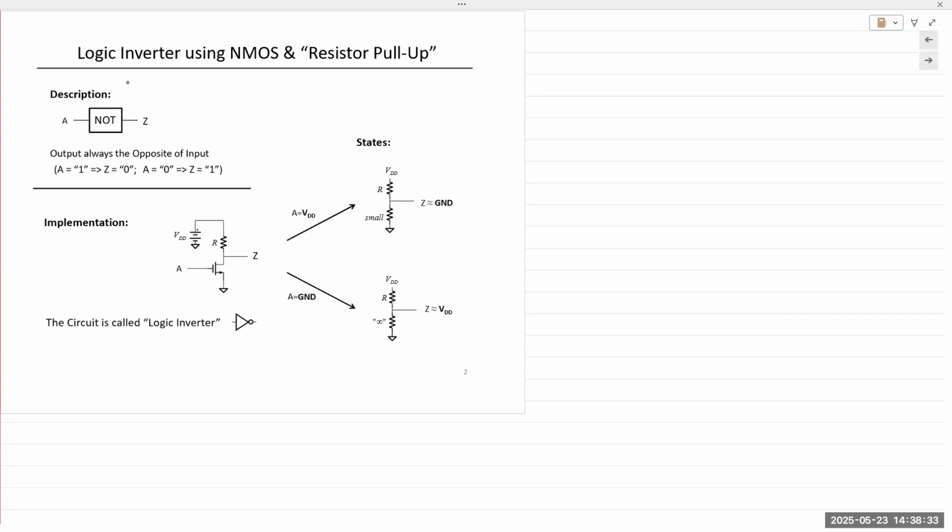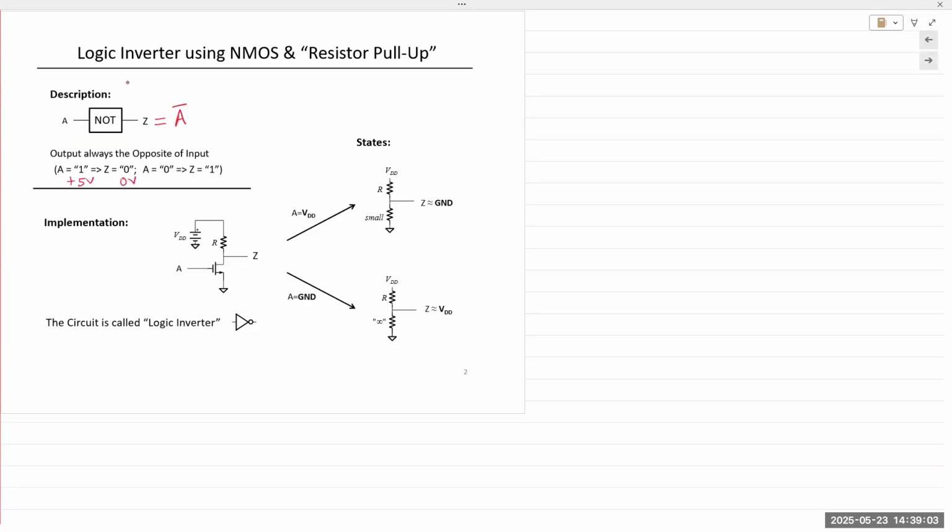So first up is the logic inverter, A not Z. Z is actually A bar. The output is always opposite of the input. If input is logic 1, output is logic 0. If input is logic 0, output is logic 1. In terms of circuits and voltages, 1 would be plus 5 volts and 0 would be 0 volts.